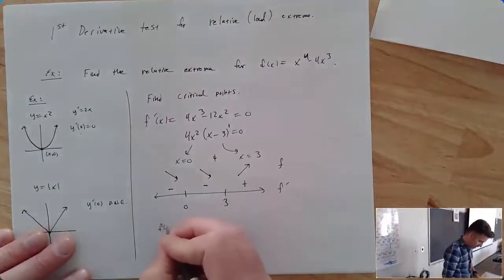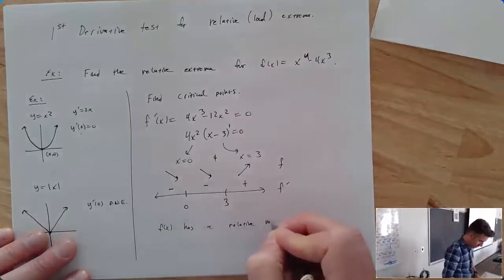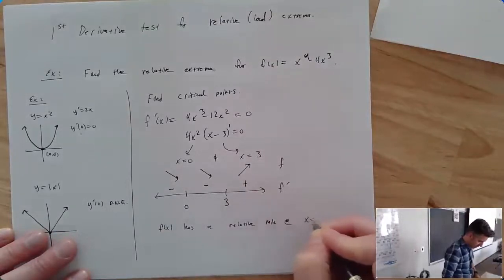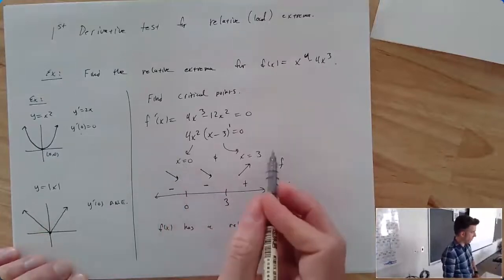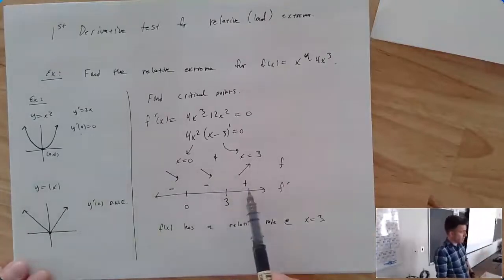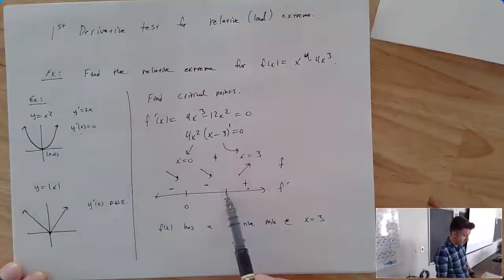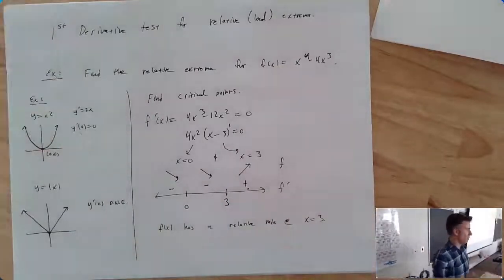So f of x has a relative or local minimum at x equal to 3. Because it was getting smaller before 3 and then getting bigger after 3. So at 3, it bottoms out. And the general idea is that if you go from decreasing to increasing, you have a relative minimum. Whereas if you go from increasing to decreasing, you have a relative maximum. And we'll definitely specify that more next time. We'll actually write a formal definition, but that's the whole idea.